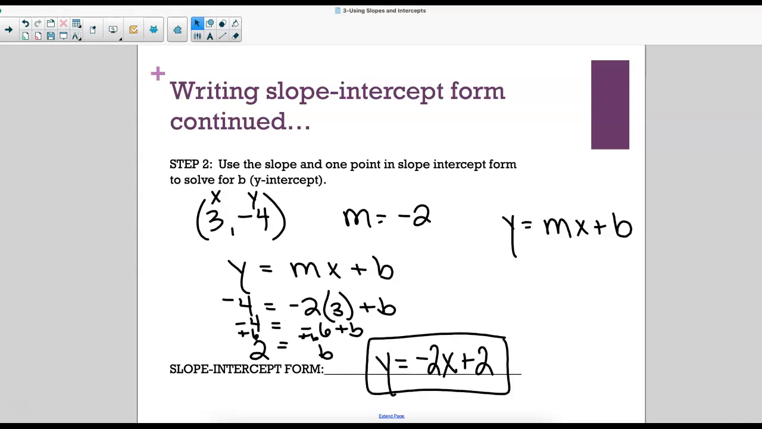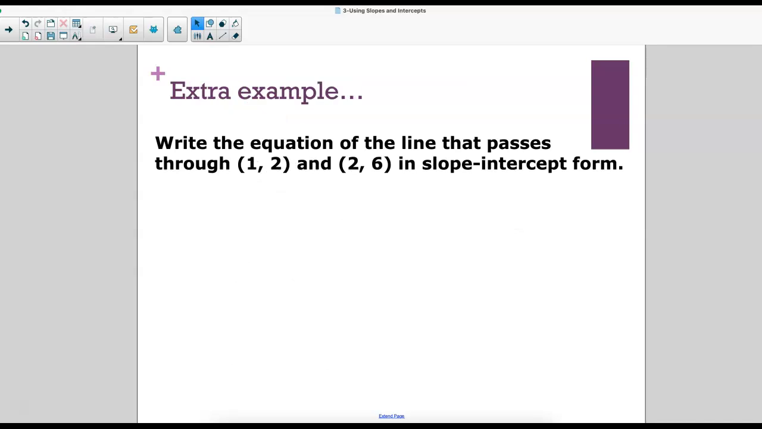There's our answer. Okay, let's try another one. Okay, so we want to write the equation of the line that passes through (1, 2) and (2, 6) in slope-intercept form. We first of all need to find the slope. So step 1 is to find the slope. Let's do that first.